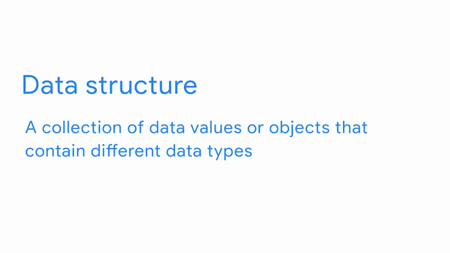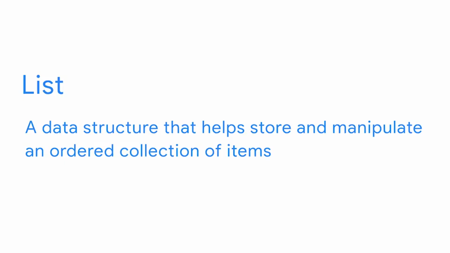A data structure is a collection of data values or objects that can contain different data types. So data structures can contain data type elements, such as a float or a string. Data structures also enable more efficient storage, access, and modifications. They allow you to organize and categorize your data, relate collections of data to each other, and perform operations accordingly. One data structure in Python is a list. A list is a data structure that helps store, and if necessary, manipulate an ordered collection of items, such as a list of email addresses associated with a user account.